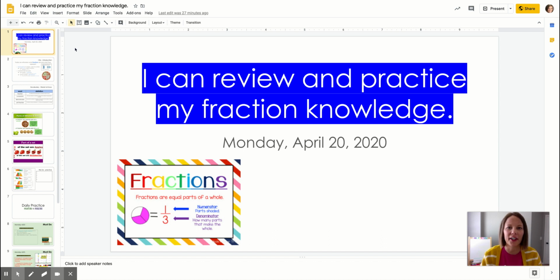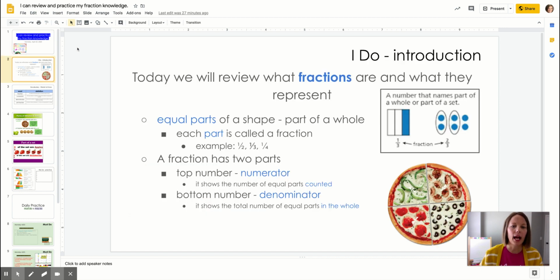Hello, third graders. Today we are going to review and practice our fraction knowledge. So, we're going to spend some time today talking and reviewing what fractions are and what fractions represent. If you remember, fractions show equal parts of a shape. So, they are part of a whole shape. And each part of that whole is called a fraction.